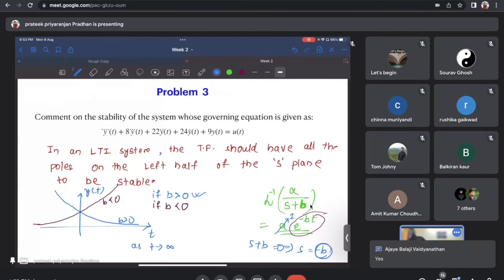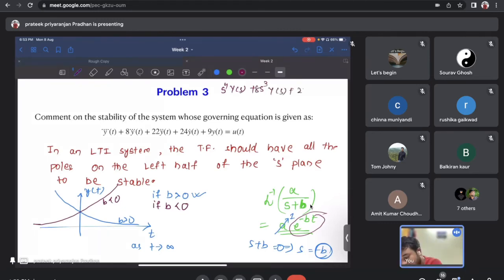Okay. So now coming back to the question, just do the Laplace transform. It's very simple. s^4 Y(s) + 8s^3 Y(s) + 22s^2 Y(s) + 24s Y(s) + 9 Y(s) is equal to U(s).